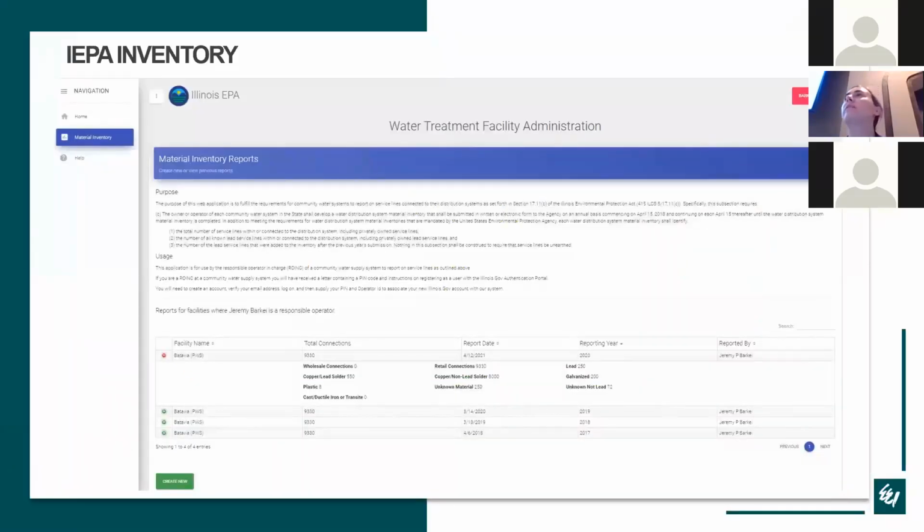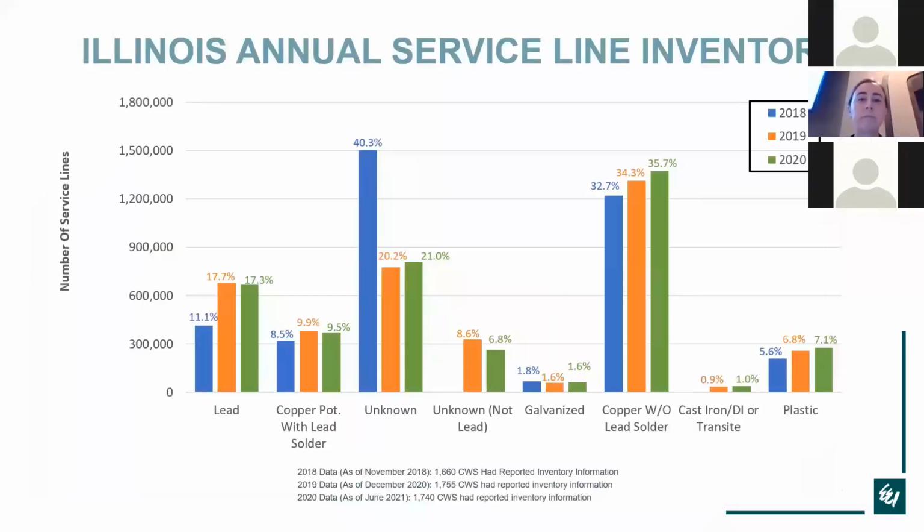This is a screenshot of your current IEPA material inventories that you're probably familiar with as well. It's our understanding that the initial inventories over the next couple of years will be very similar to these, with a few added requirements. And here's a graph of the current materials in Illinois over the past 3 years as per the inventories. The key takeaway here is there's still about 21% unknown in the state of Illinois. So that's over 800,000 unidentified service lines that will need to be identified before 2024.